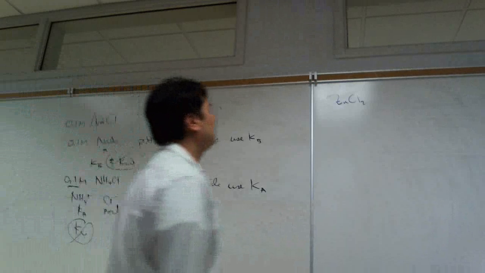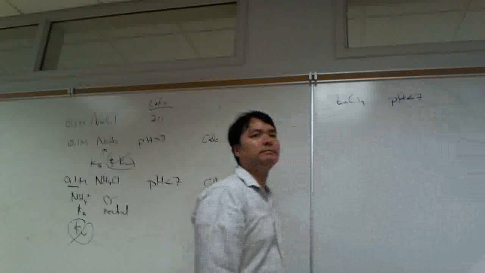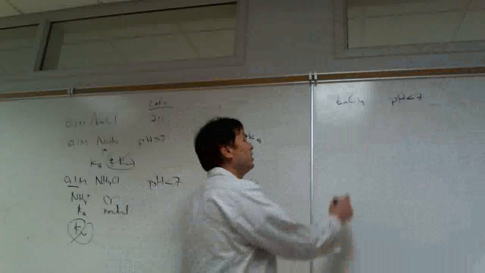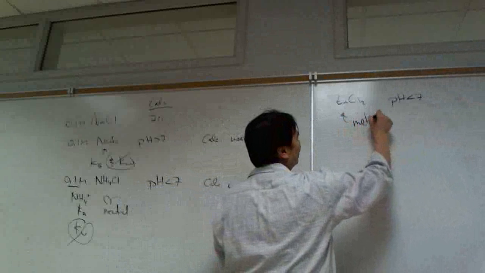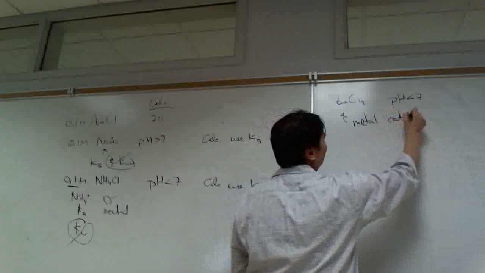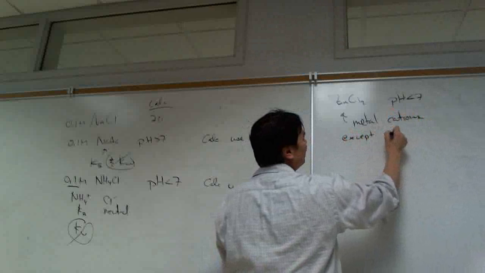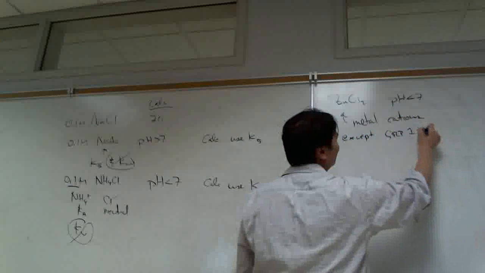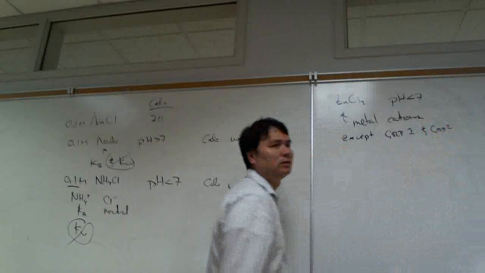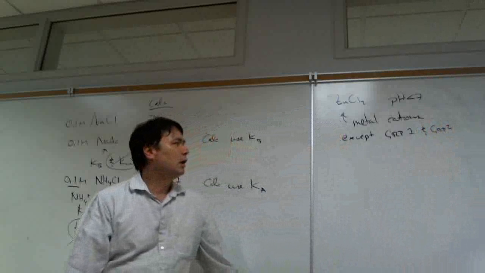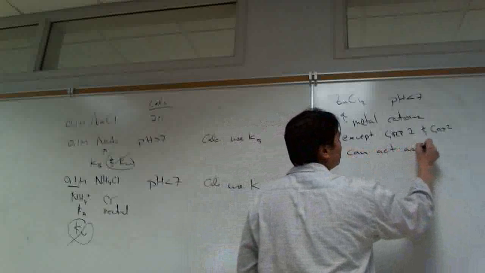No. Zinc chloride, the pH is actually less than 7. It's a little bit weird because metal cations, except for group 1 and group 2, just throw group 2 in there entirely, can act as Bronsted acids.